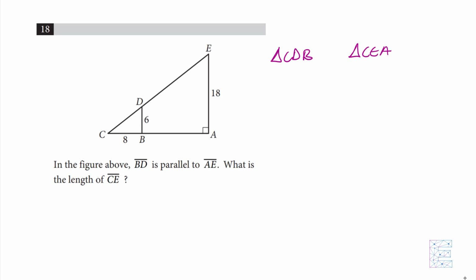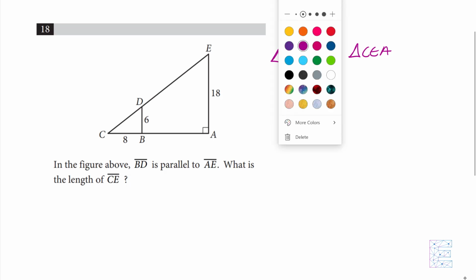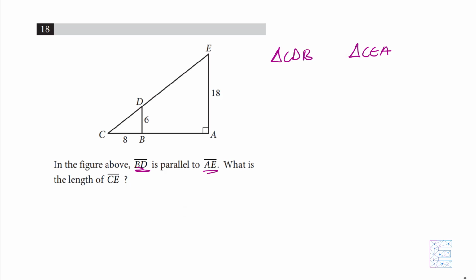For triangles to be similar, we have to prove similarity, and we're given some information to help us with that. So we are told that BD is parallel to AE. This line here is parallel to that one, which means AC is a transversal. Why is that important? We then know that this angle has to be 90 degrees also, because with parallel lines and a transversal, these two angles are corresponding angles.